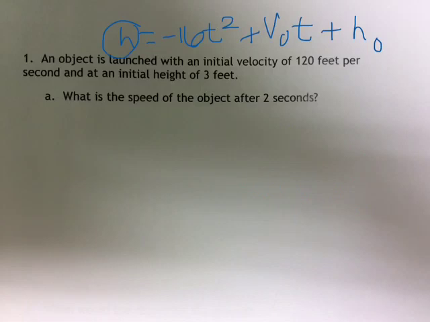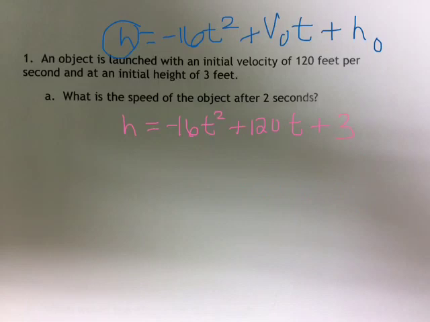Okay, so the first question I'm going to go through is an object being launched with an initial velocity of 120 feet per second, and it has an initial height of 3 feet. What is the speed of the object after 2 seconds? The first thing I'm going to do is substitute the initial velocity and initial height into the equation. So h equals negative 16 t squared plus 120 t plus 3.